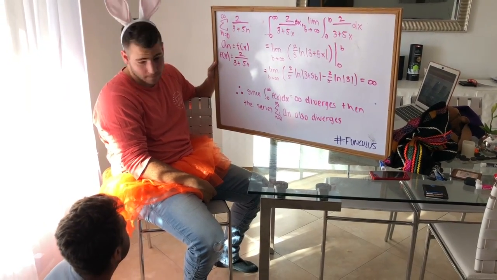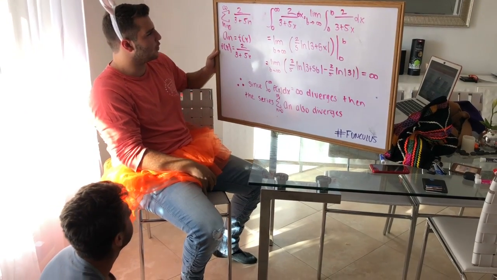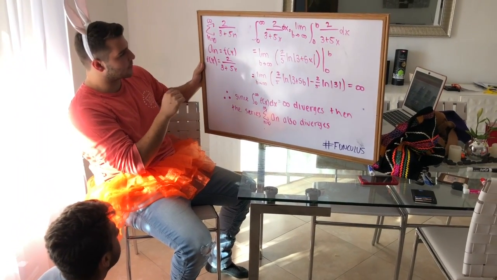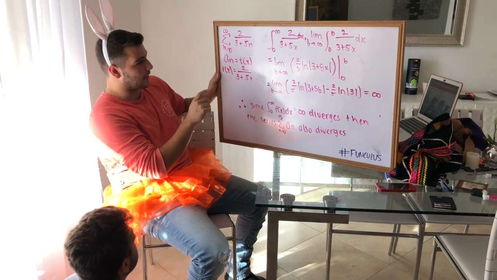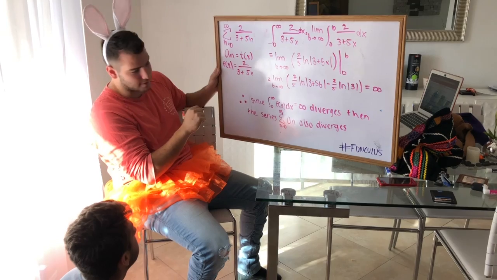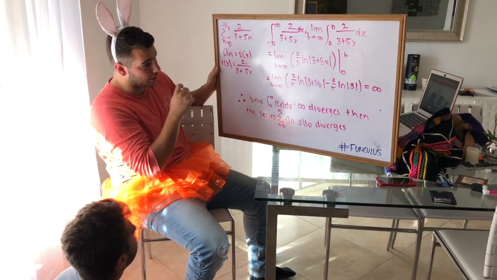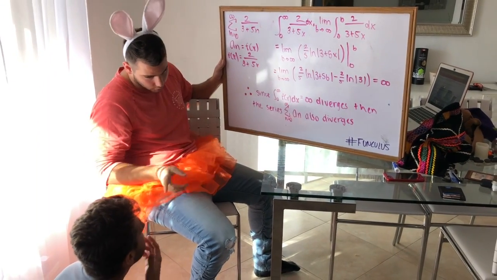Mr. Ostrowitz, can you teach me how to do the integral test? Of course. Now look, here's an example. We have the series from 0 to infinity of 2 over 3 plus 5n. Now, since we know that it's continuous, positive, and decreasing, we can use the integral test to figure out if it's converging or diverging. Do you get that?